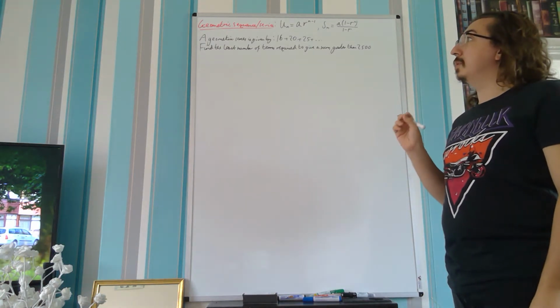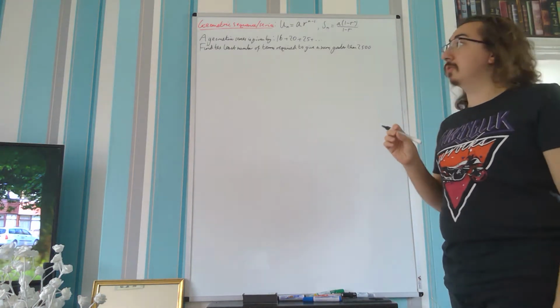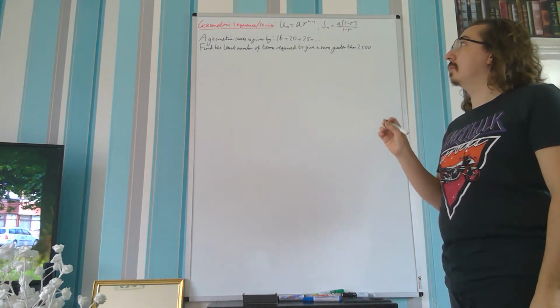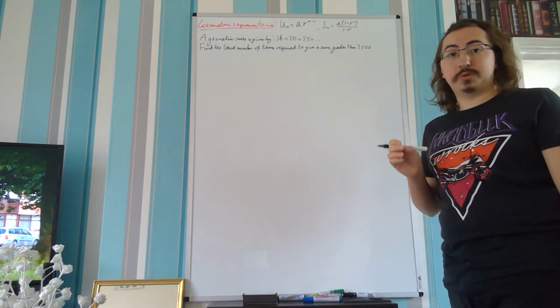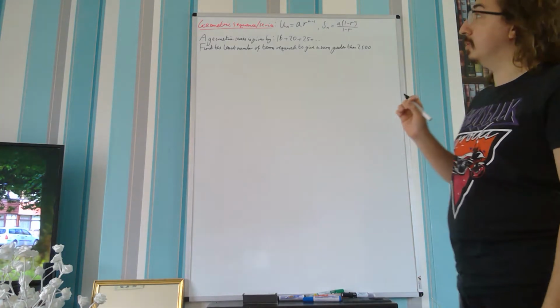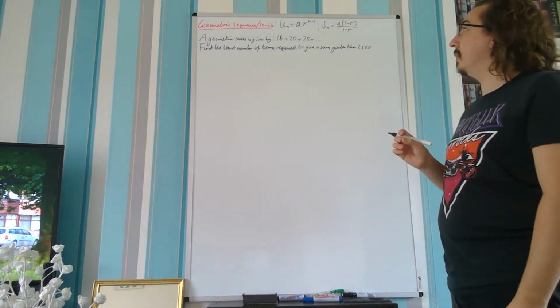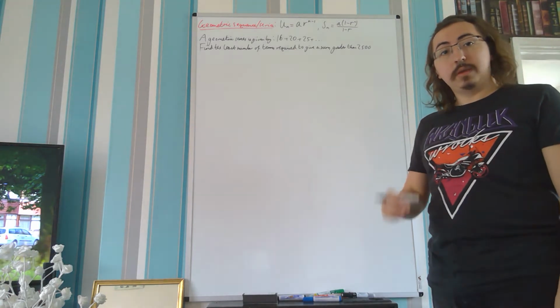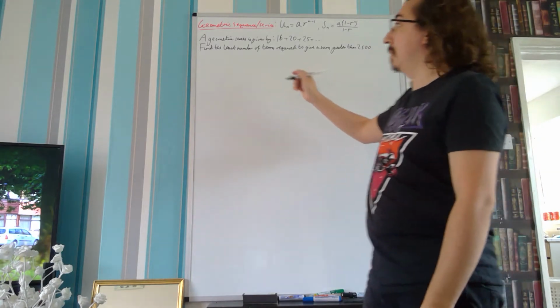In this video, we're going to look at a problem on geometric series. We are given a geometric series, which is 16 plus 20 plus 25 plus so on. We want to find the least number of terms required to give a sum greater than 2,500. So let's list our key information then.